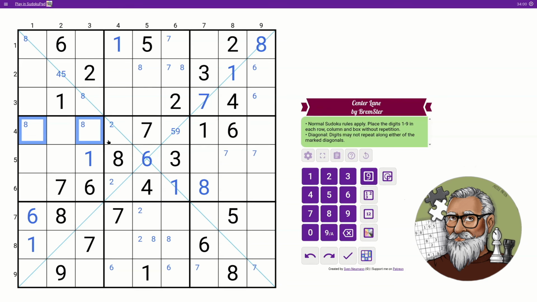Did we make any progress? Well, we filled in a few digits, a few numbers. This one isn't 7 anymore because column number 7 already has a 7. So this isn't 7. This becomes the last 7, and now we have a 7 on the negative diagonal as well.